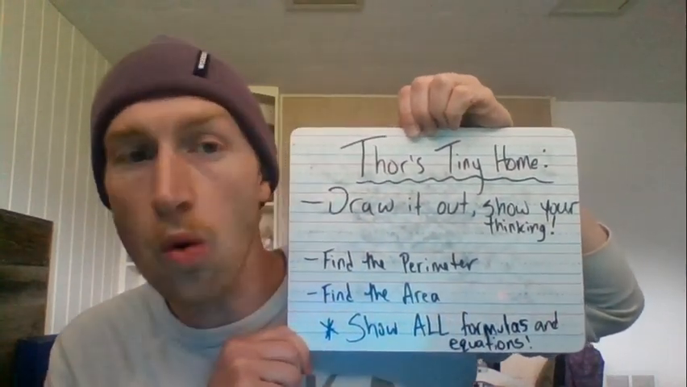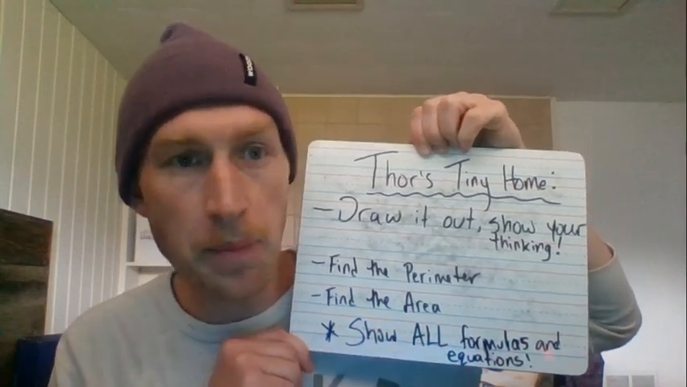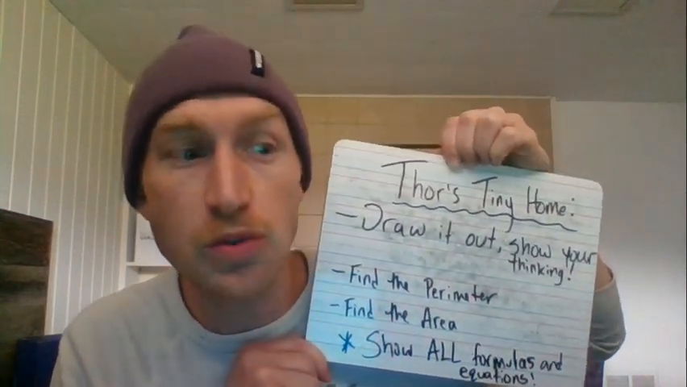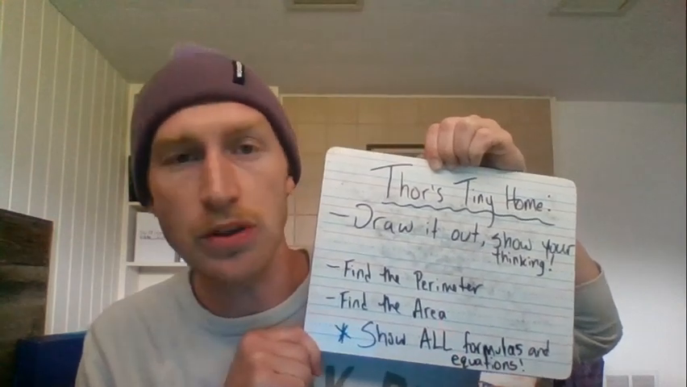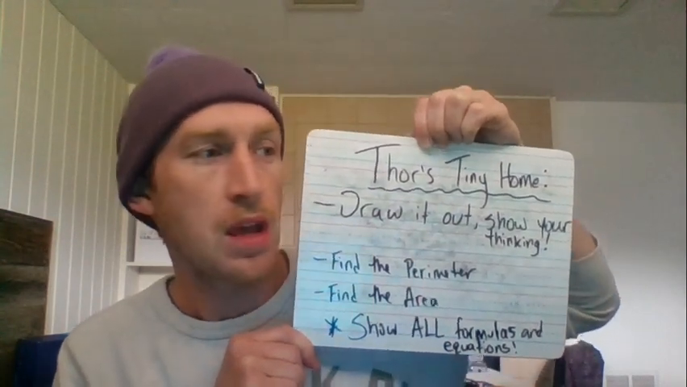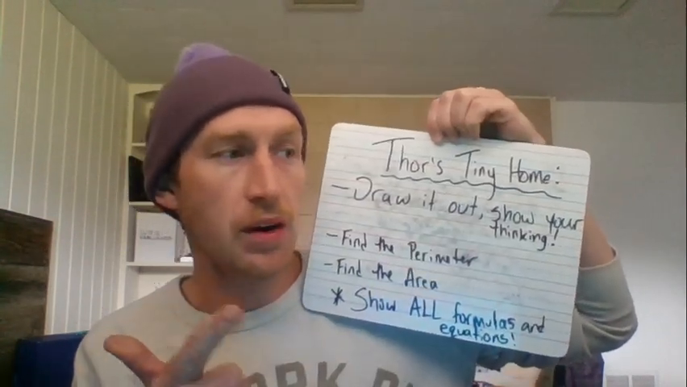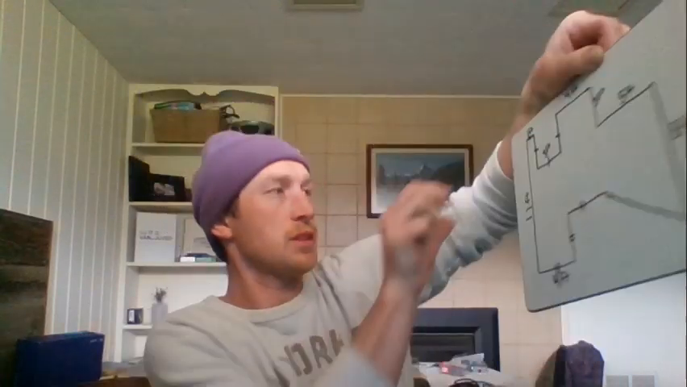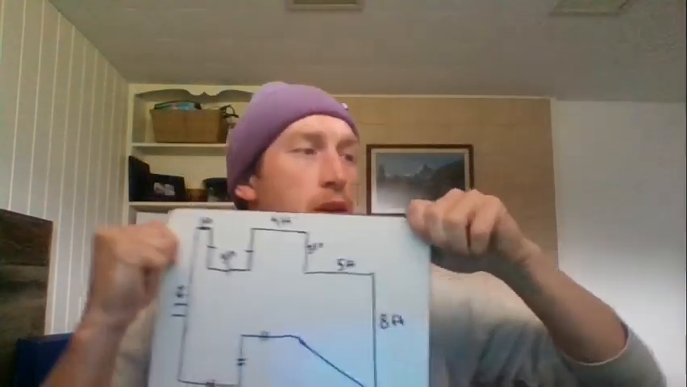You need to show all of your thinking. Some of you like to skip ahead and just give me an answer. I want to see your thinking. I want to see how you got to where you got there. You need to find the perimeter, find the area, and show all your formulas and equations. Let's turn it around. I'll explain this out a little bit.